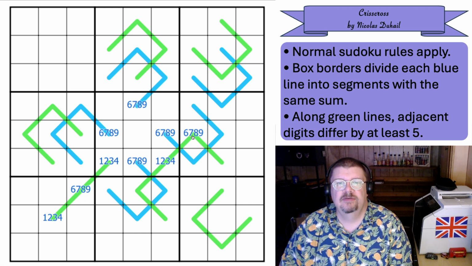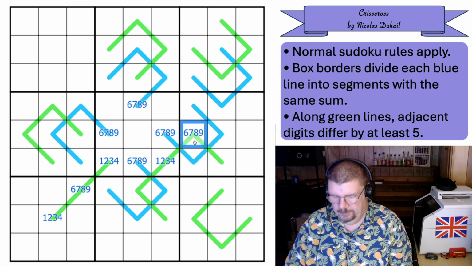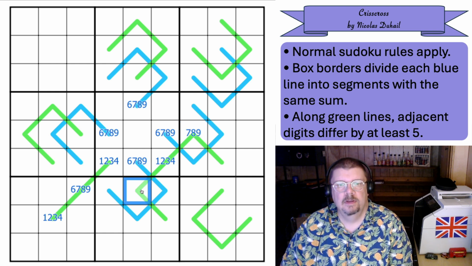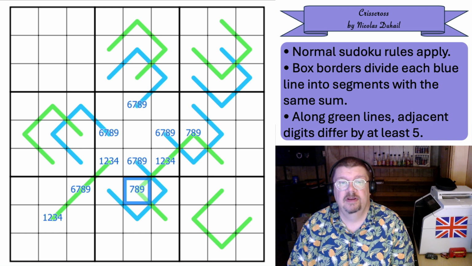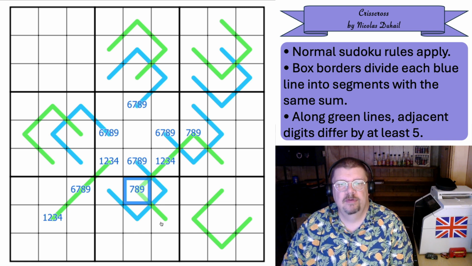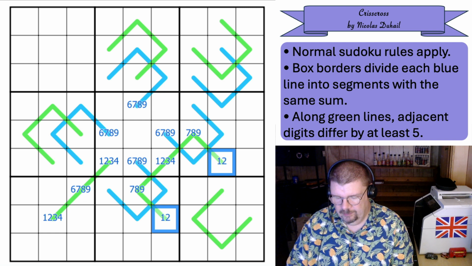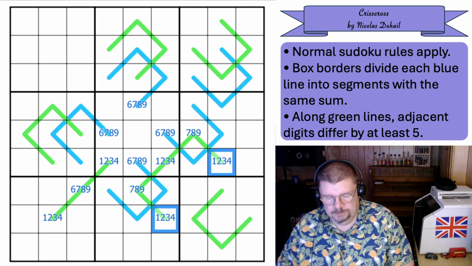It can't actually be 6, because if it was 6, both of those would have to be 1. So I can at least eliminate that. This is from 7, 8, 9. Again, can't be 6, or they'd both have to be 1. And these are from 1, 2, 3, and 4.